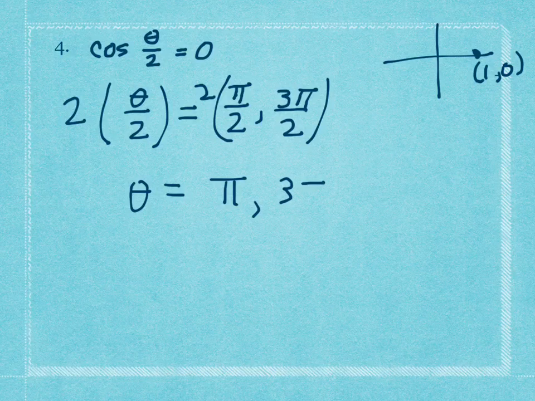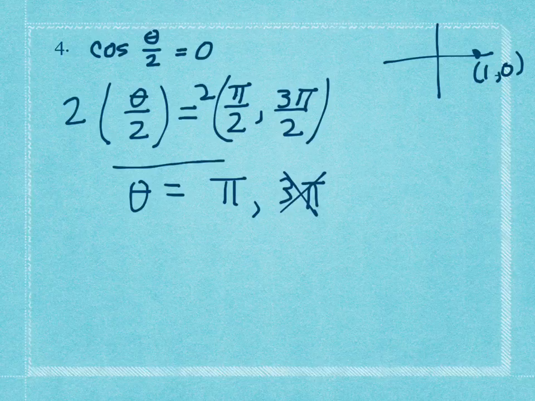3 pi. And my answers are supposed to be between 0 and 2 pi, which means 3 pi doesn't answer the question that's asked, right? It's not a solution in the interval I'm looking at. Does it work in the problem? Yes. But it doesn't fit within the description of the solution I'm looking for. Does that make sense? So I only have one solution between 0 and 2 pi. Just theta equals pi.